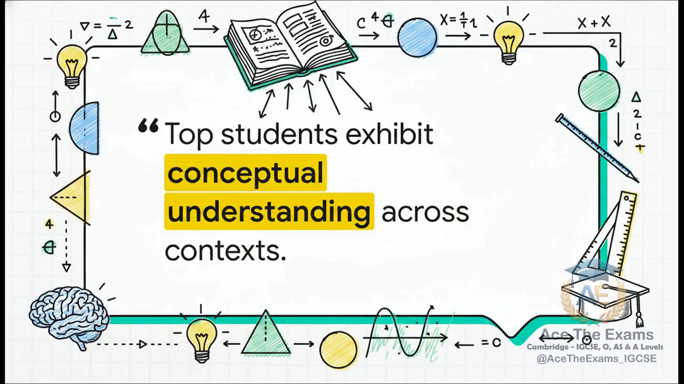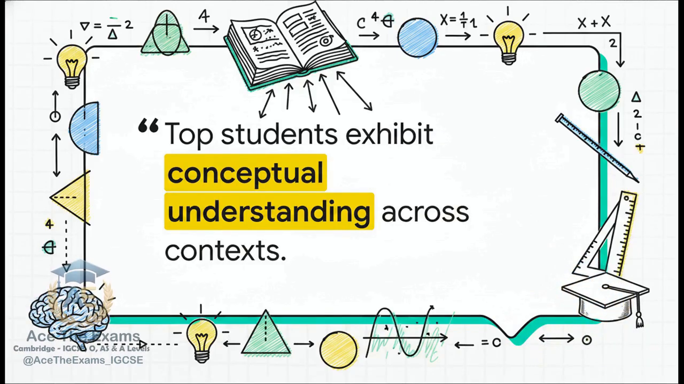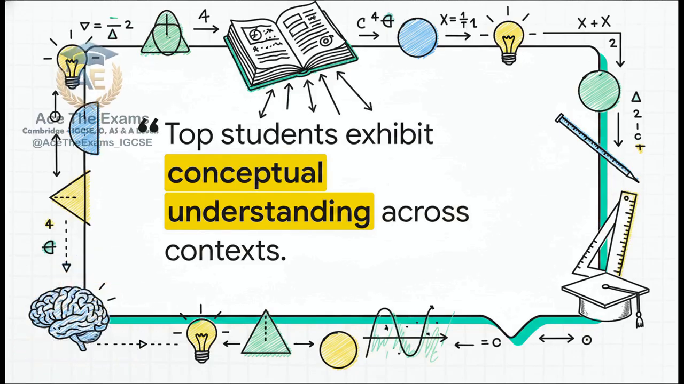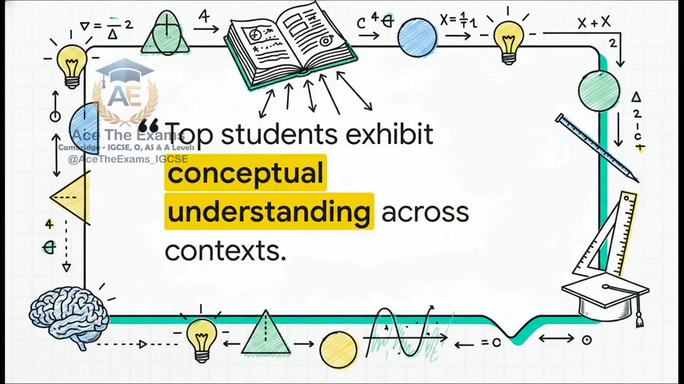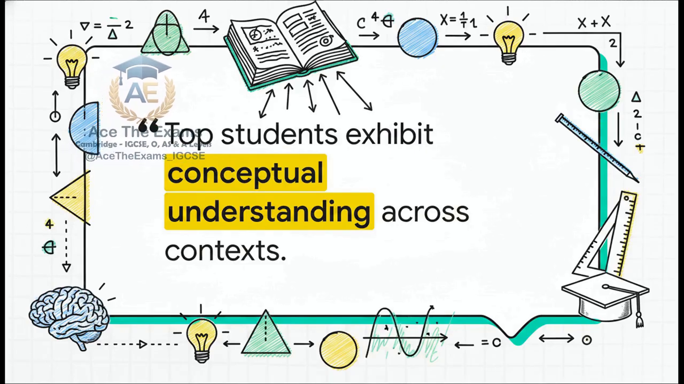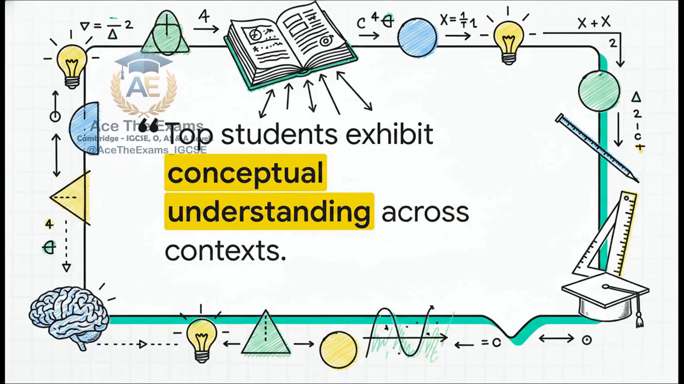I always remind my apprentices of this vital truth. Top-performing students exhibit connected conceptual understanding. This level of mastery, where you aren't just memorizing random formulas, but you're truly understanding the underlying theoretical architecture, that is what Cambridge mathematics truly rewards. When you have that, you can transfer these skills to completely unfamiliar contexts and still achieve top marks.